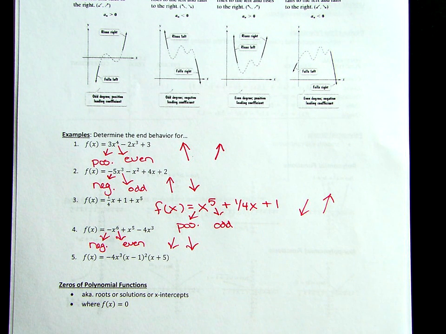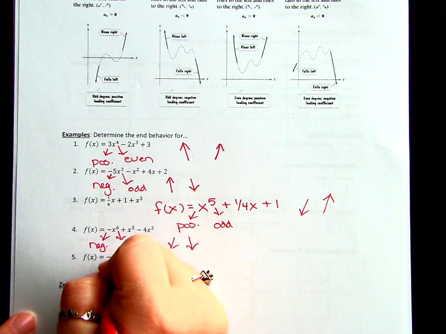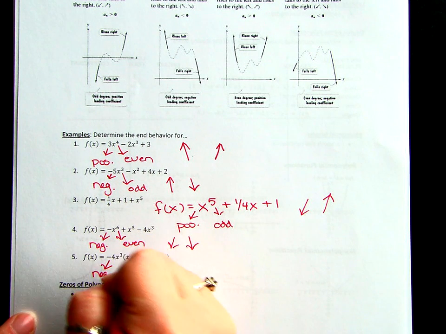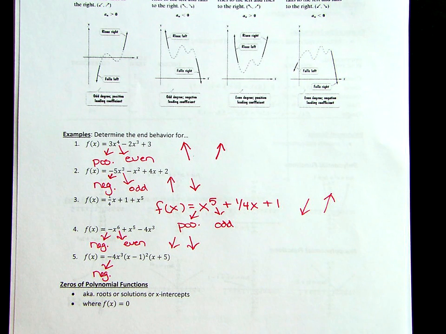What do you think about the last one? Like, what's the leading coefficient? 4. Okay, negative 4. So it's negative. But then what's the degree of this polynomial? 3. Okay. X to the 6th, I think. X to the 6th, yes.